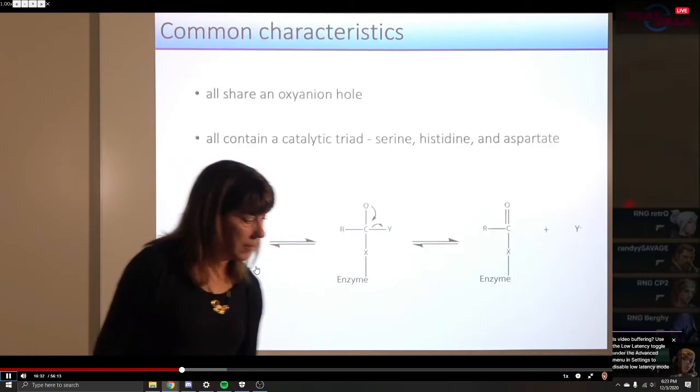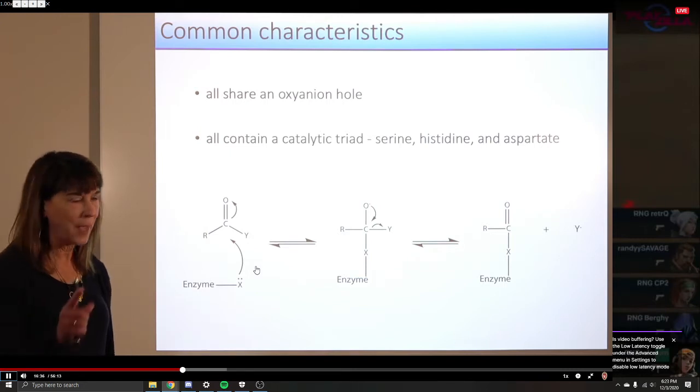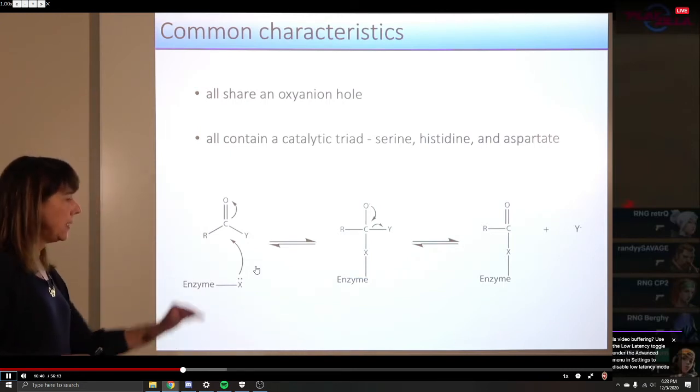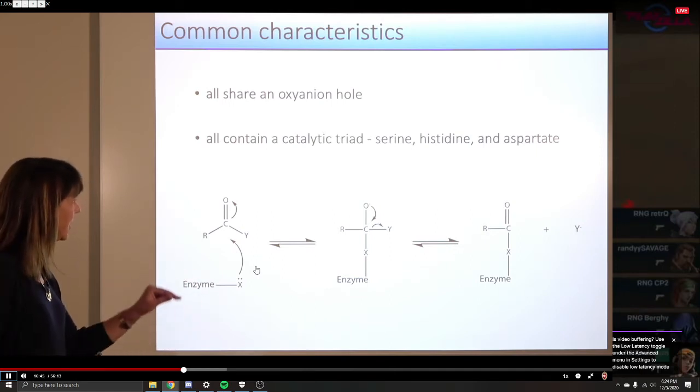What do all the serine peptidases have in common? They share an oxyanion hole. That's important. And they all contain this catalytic triad: serine, histidine, aspartate.